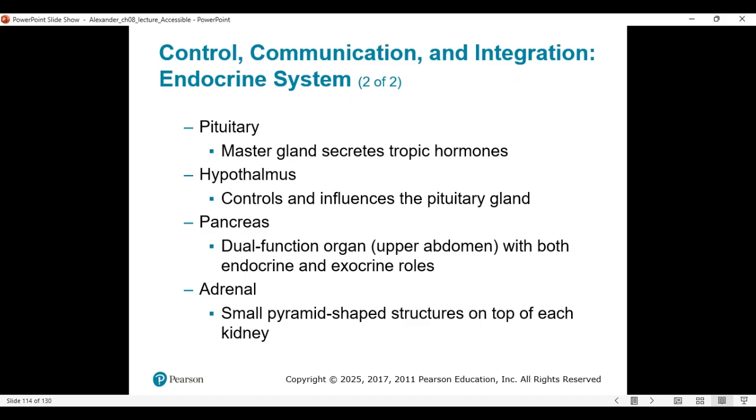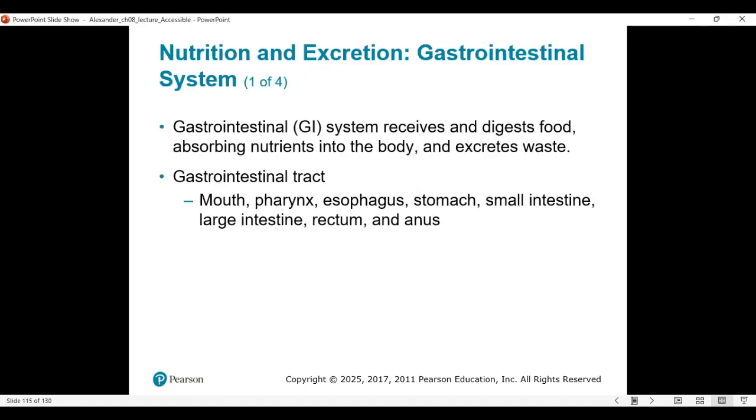The pancreas has dual function with both endocrine and exocrine roles. We'll talk about that here in a little bit. Its biggest function is production of insulin. The adrenal glands, they sit on top of the kidneys, and this is what stores and releases epi and norepi.